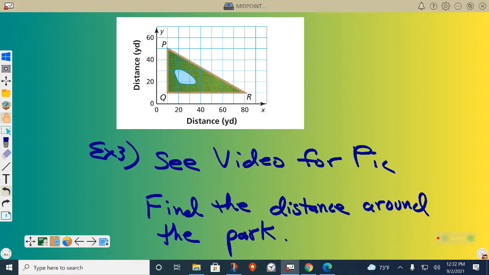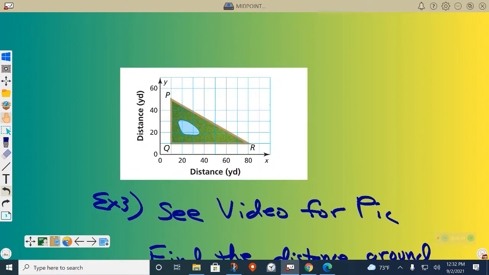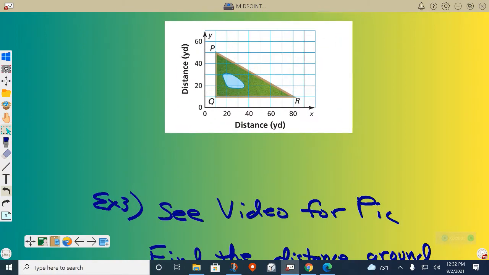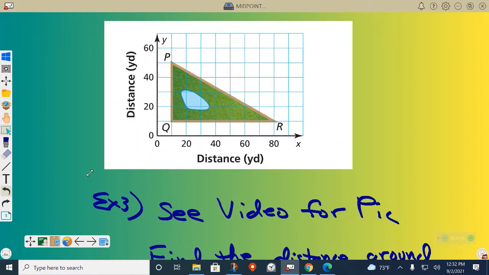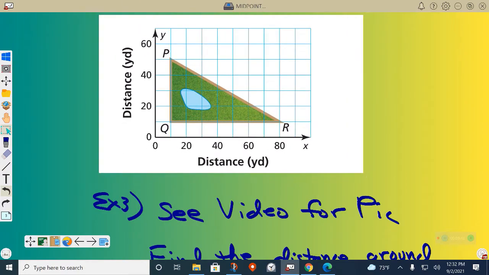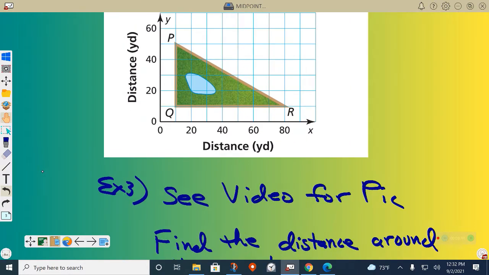Okay. Rocking and rolling. So you got a park there, you got a little lake there where the duckies can swim. And what we're going to do is we're going to figure out the distance around the park. It's like a triangular shape, obviously. You can see that. Matter of fact, make it a little bigger so you guys can see here.